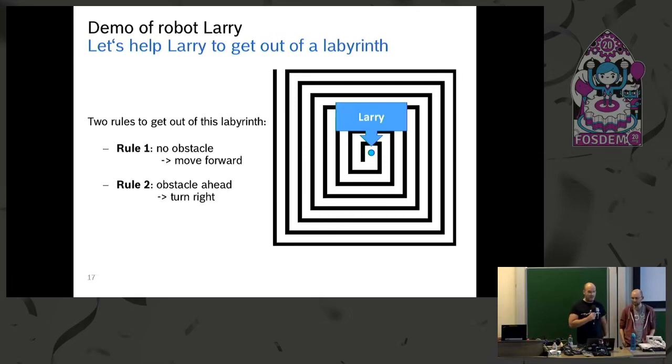The first rule is, if there's no obstacle ahead, drive forward. If there's an obstacle ahead, turn right. And with this algorithm, he can find his way out of this very simplistic labyrinth. Now let's take a look at the code, how it would look in C++.